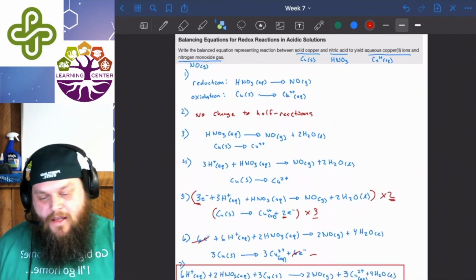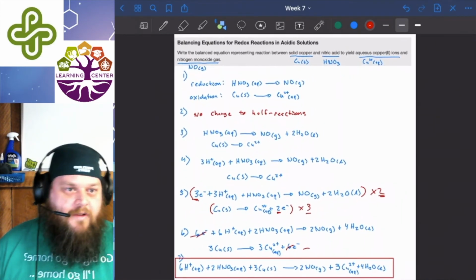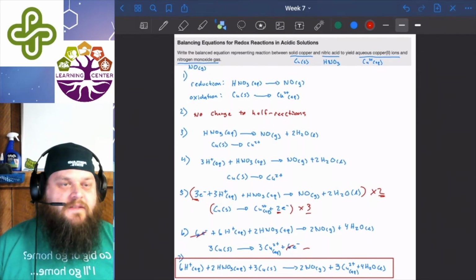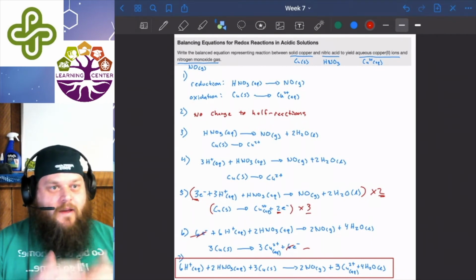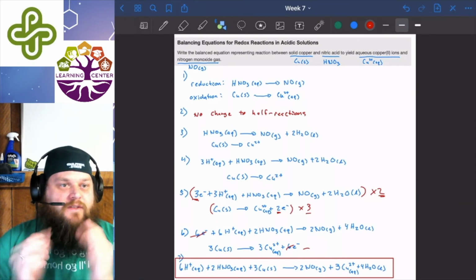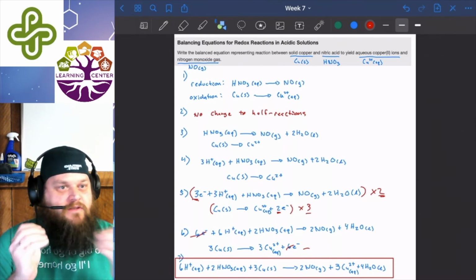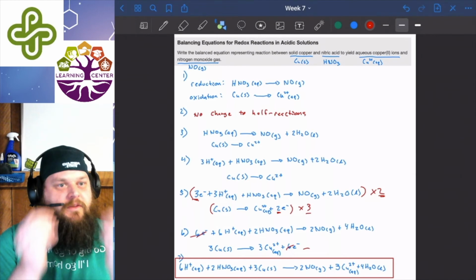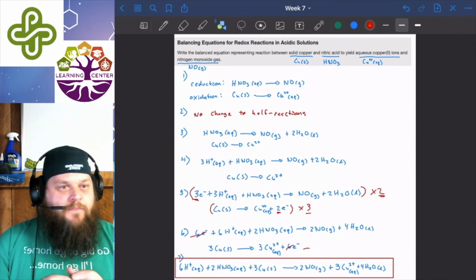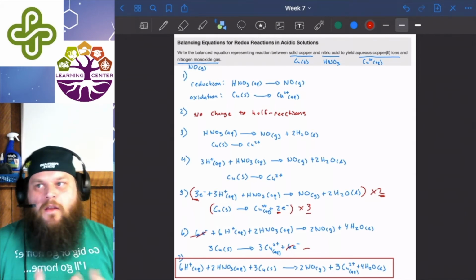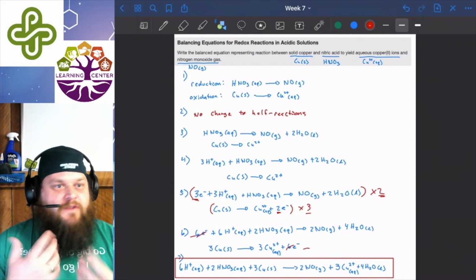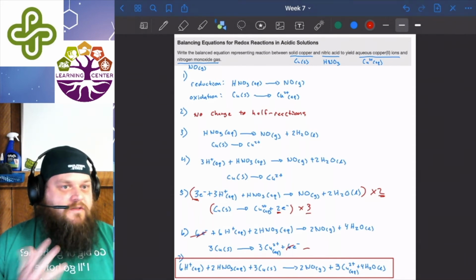And it seems like a lot of steps. We went through a bunch of them there. But really, I'm taking it one step at a time and breaking it down. We write our half reactions. These are the start and end reactions and what charges they are. This is the reduction, this is the oxidation. Then we break it down and make sure everything's balanced, ignoring oxygens and hydrogens.